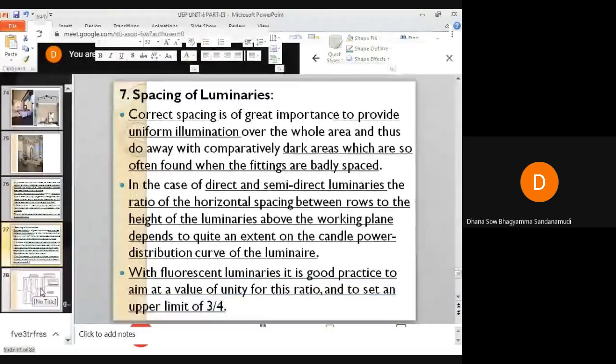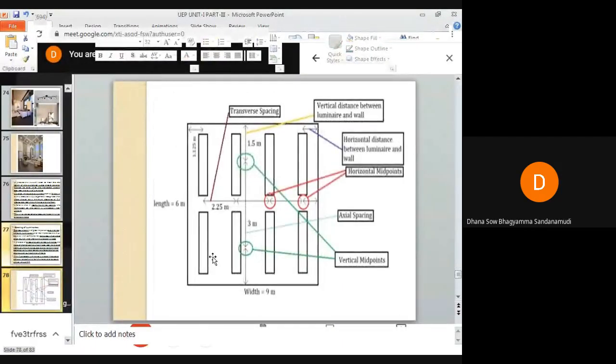I think you didn't understand what I am telling you. Now we look at this room. We are looking from the top view into the room, and we are able to see these rectangular boxes, which are the lights in this room. You can see the length and width of this room. This is the width of the room, 9 meters.